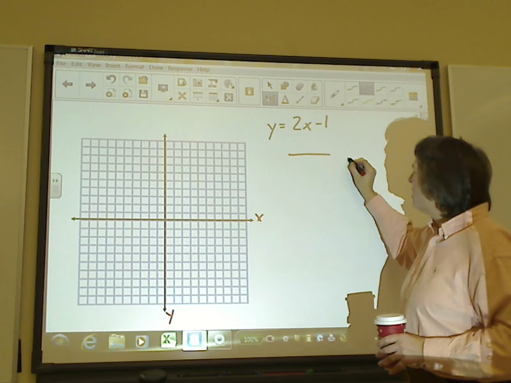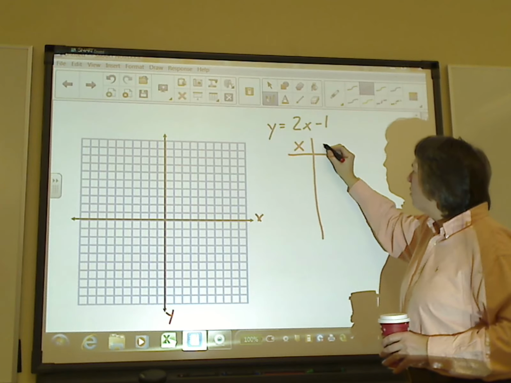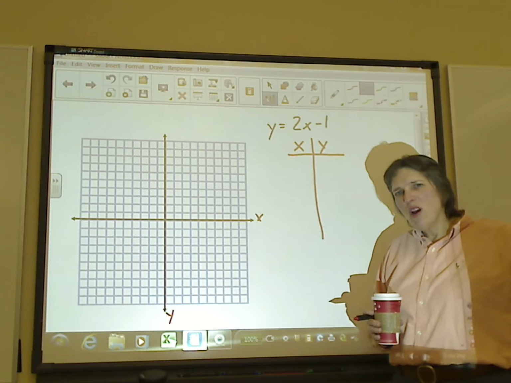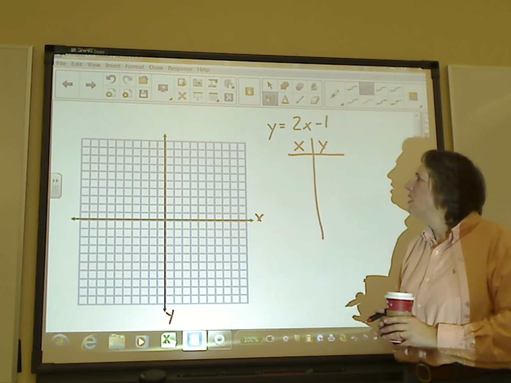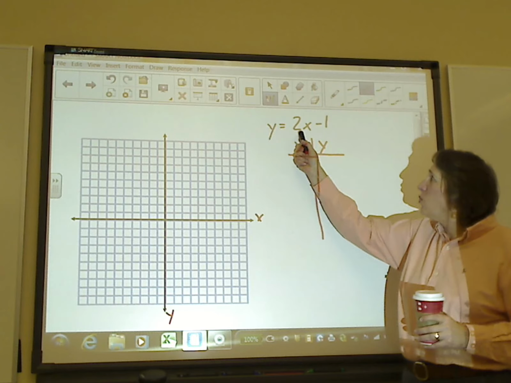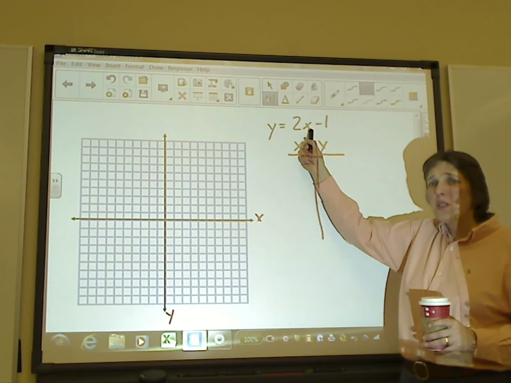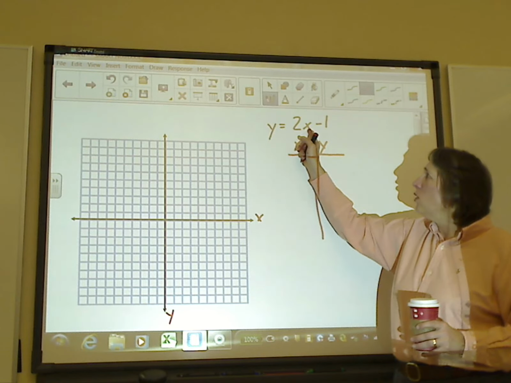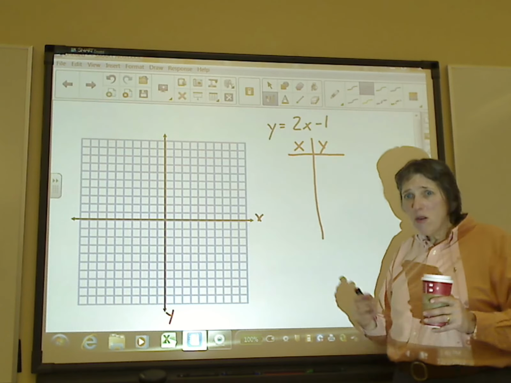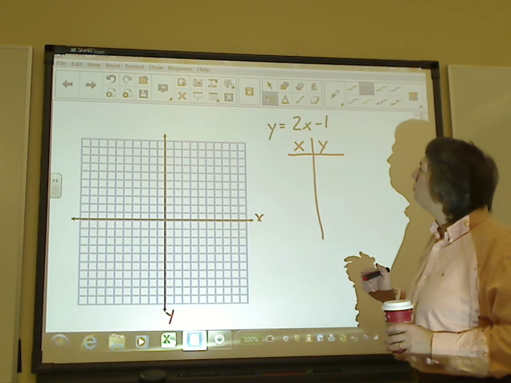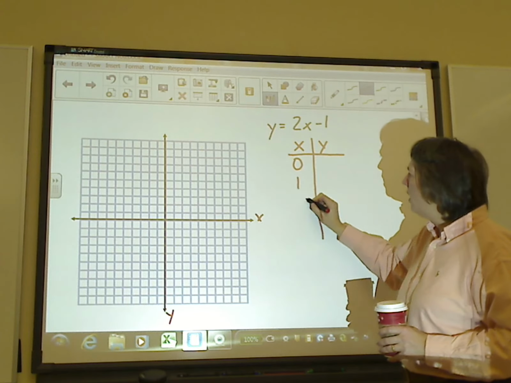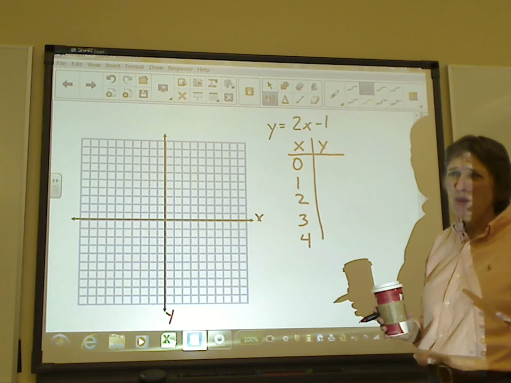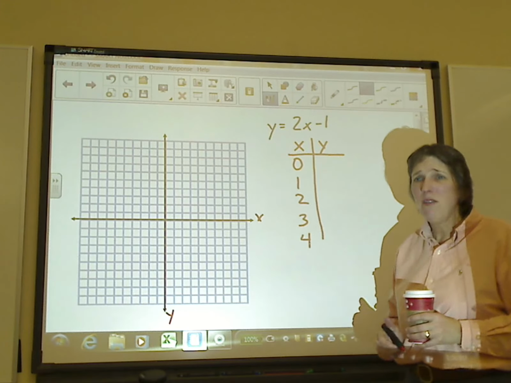So I like to do a t-table, x, y. I get to plug in any values I want for x. I can plug in any number I want, because remember this was evaluating expressions we did a while back? You put a number in for x, and then you multiply by 2 and subtract 1, and you get a number. So what I'm going to do is put in 0, 1, 2, 3, 4. You have to do 5 numbers. It's better to do small numbers. Don't get real big numbers because you have to graph them.